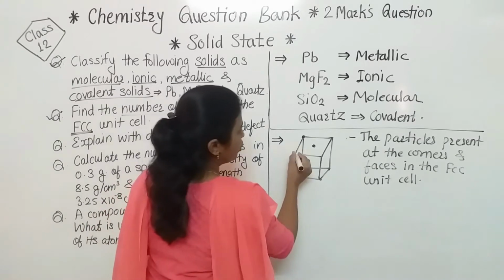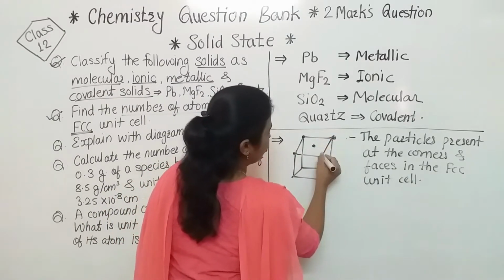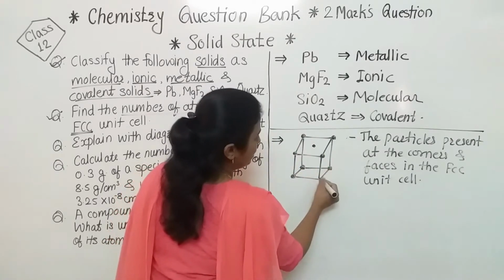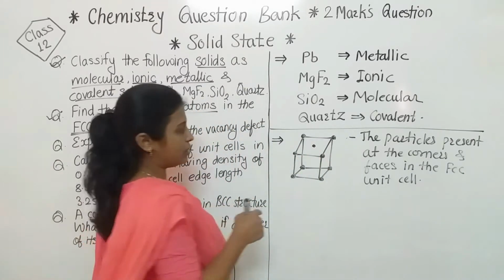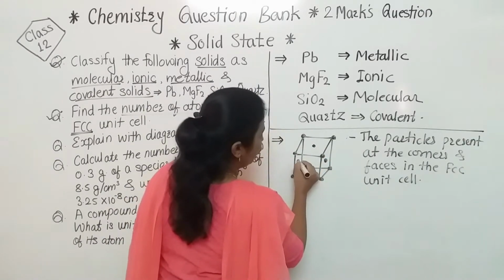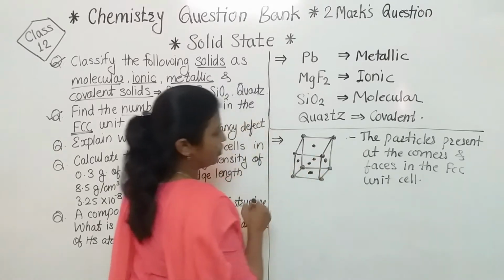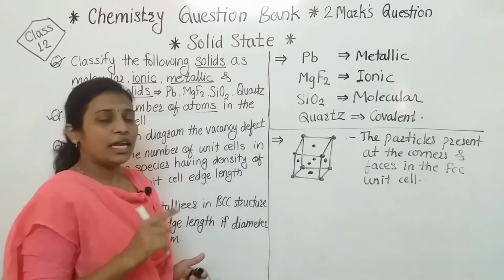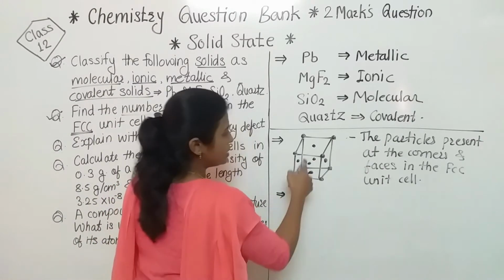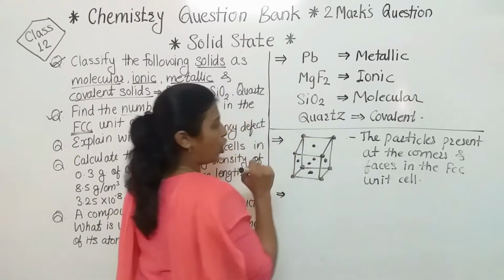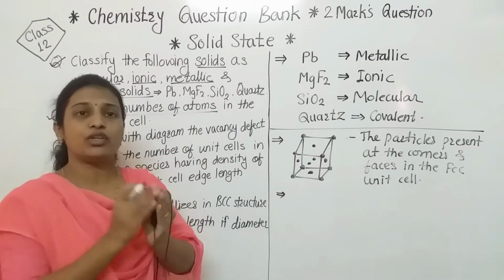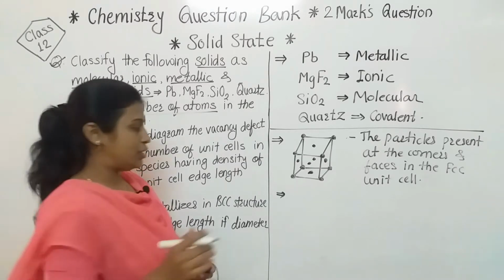So see, 8 corners are there. So at the 8 corners, 8 particles or 8 atoms will be there. So total 6 faces are there. This is the first face. This is the second, third, fourth, back side and front side. So in this way we have completed 8 corners and 6 faces also. Now see here, if we consider at each corner whatever particle is present, that particle is shared by total 8 unit cells. So what is that point?